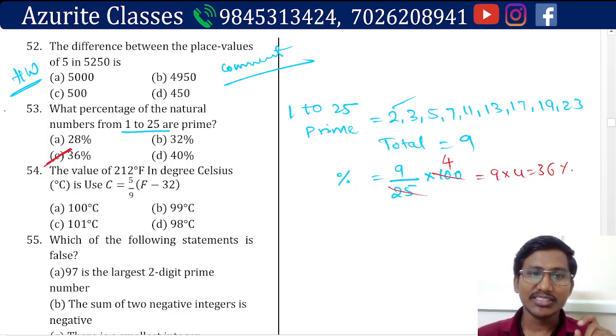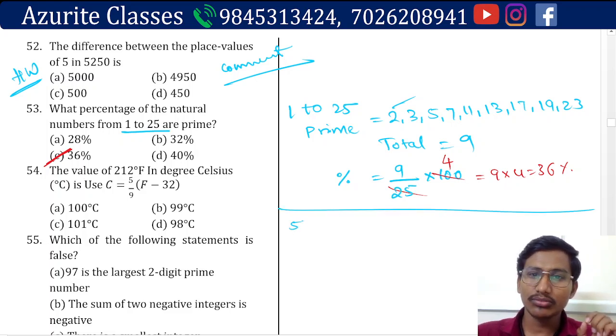Okay, good. Next, tell me the answer for question 54. The value of 212 Fahrenheit in degree Celsius is, and they have given the formula: Celsius is equal to 5 by 9 times of Fahrenheit minus 32. That is the formula also given, so directly you just have to substitute and find the answer.